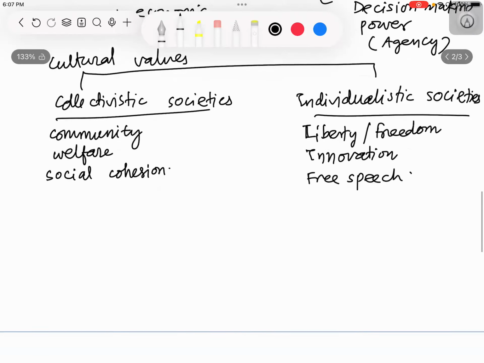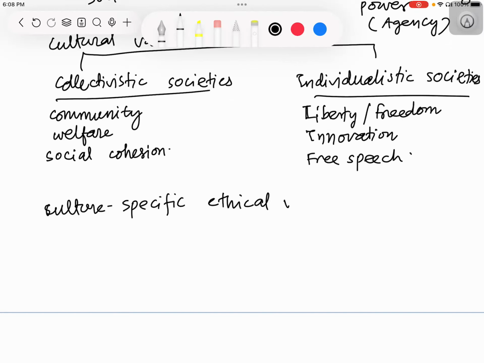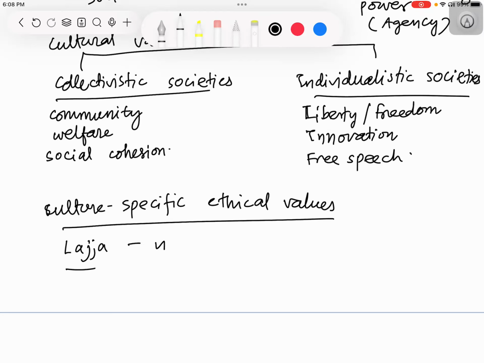Similarly, some culture specific ethical values are also there. Now you'll say, what are culture specific ethical values? For example, consider a value like lajja. If we say lajja in Hindi and Odia, we would say that this is a virtue for women, right? I think we had also discussed this. Now this is a very uniquely Indian or specifically South Asian concept, okay? And this concept is usually not found in other parts of the world.